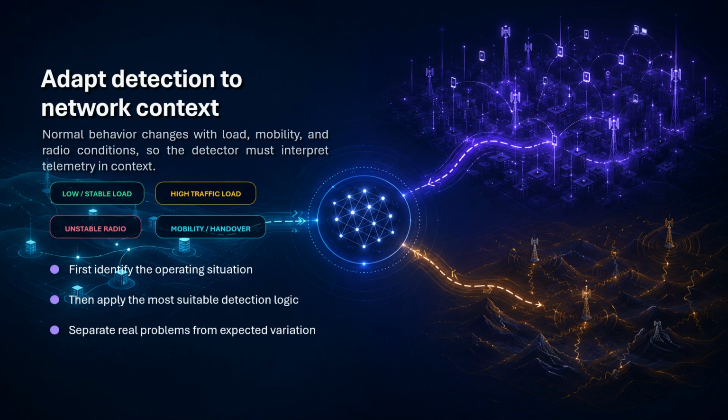A key challenge is that normal behavior depends on context. A highly loaded network does not look the same as a lightly loaded one. A stable radio environment does not look the same as a mobility-heavy or interference-heavy environment. Because of this, one generic detector may confuse unusual but acceptable behavior with real problems. This project uses context-aware monitoring. First, understand the operating situation, then apply detection logic that is better suited to that situation.